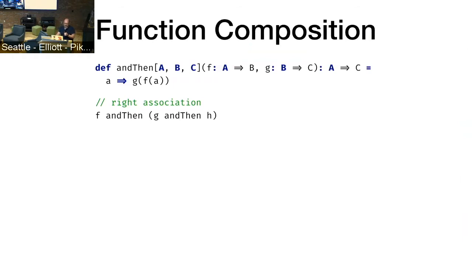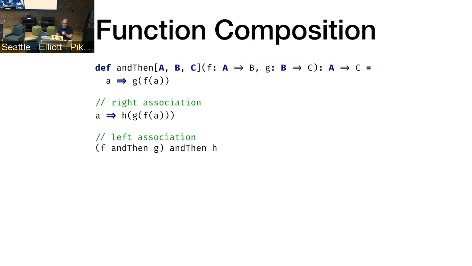So if we inline the outer andThen, we get a to (g andThen h)(f(a)), and then we inline the inner one. So a to b to h(g(b)) applied to f(a). Now we can just substitute f(a) for b, and we get a to h(g(f(a))), which seems right to me. That seems good.